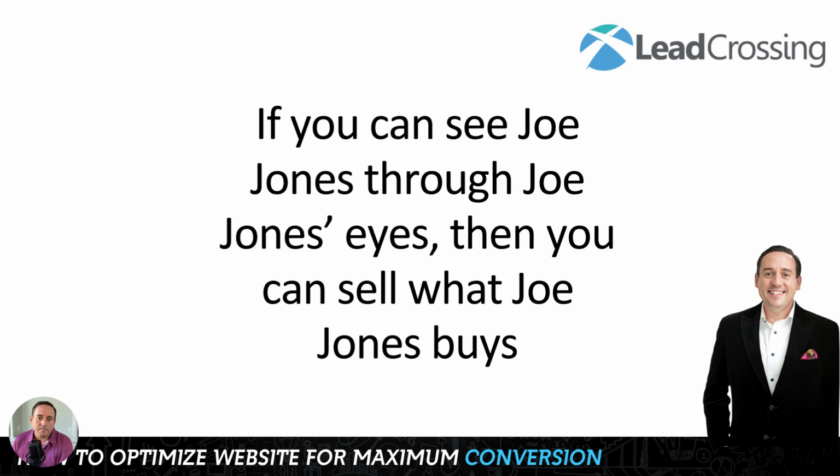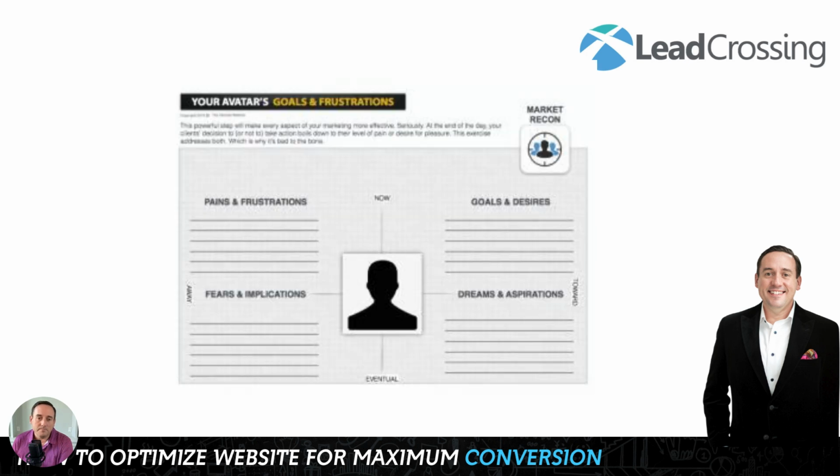So the way I always say that is our made up customer, John Jones or Joe Jones. If you can see Joe Jones through Joe Jones's eyes, then you can sell what Joe Jones wants to buy. So you're trying to look at it the way the prospect really wants to see it and build it for them. So I always tell people, if you're not sure, start with an avatar sheet and create your own Joe Jones.